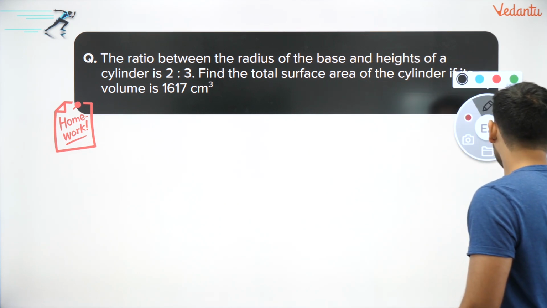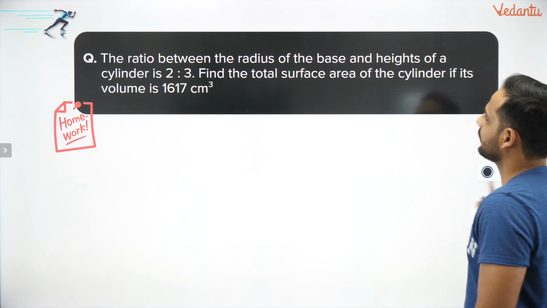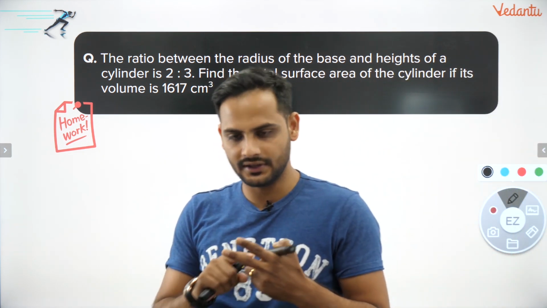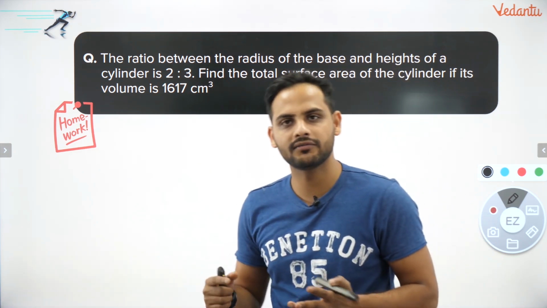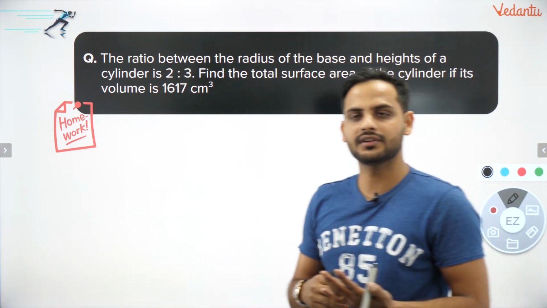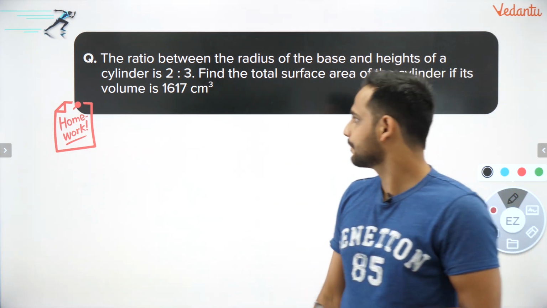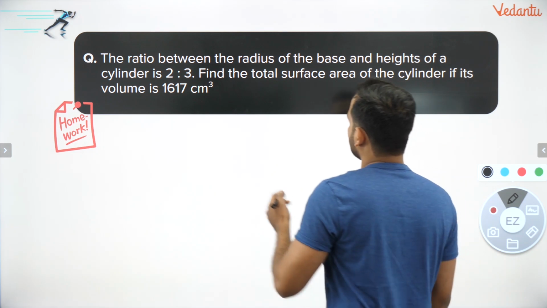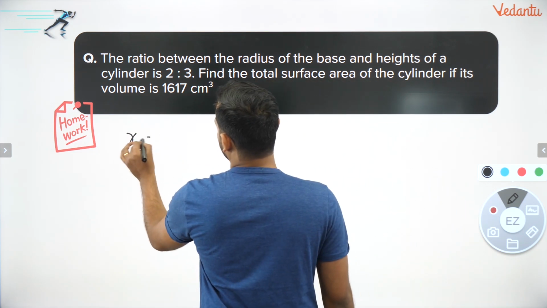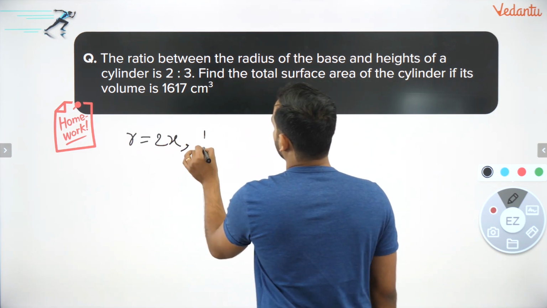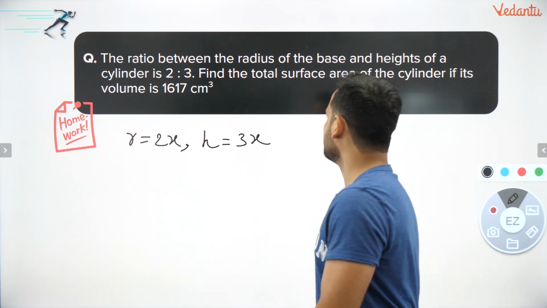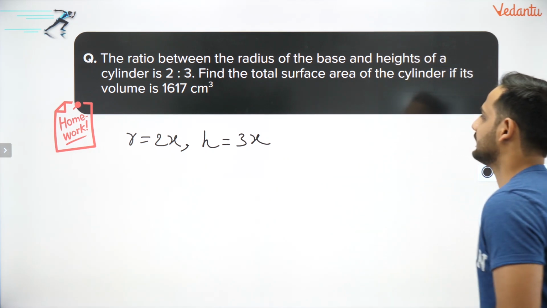So this is our question in which they have told us the ratio of base and height of a cylinder. For the cylinder, two major dimensions are there: one is the radius and one is the height. If we know that, we can find out surface area, curved surface area, TSA or volume, anything. So they have given the ratio of base and height. Okay, so bachcho, I can say radius of base is 2x and height is equal to 3x, right? That can be said. Now they have told that we need to find out TSA.